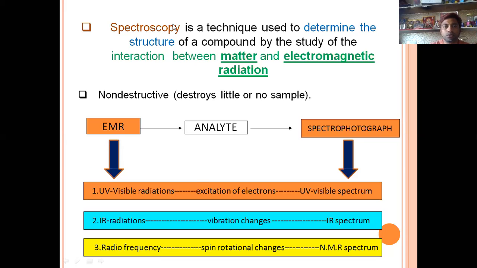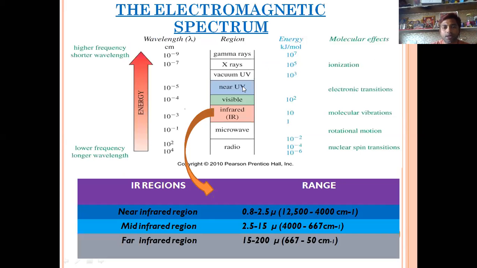We already know the electromagnetic spectrum, and in the electromagnetic spectrum we are discussing IR spectra, so we should know the IR region. The IR region is divided into three categories: near IR, mid IR, and far IR. The total region is 50 per centimeter to 12,500 per centimeter. The near IR region is 4,000 to 12,500 per centimeter.